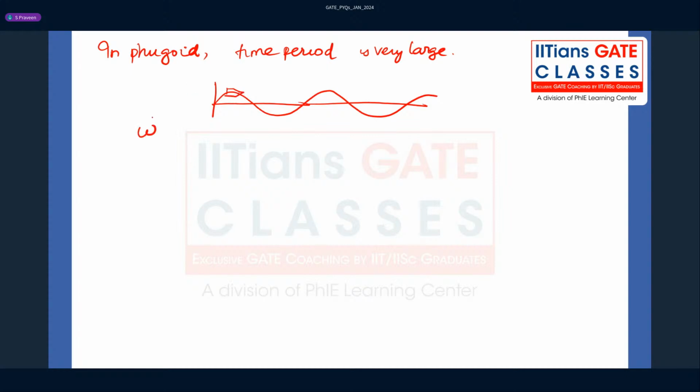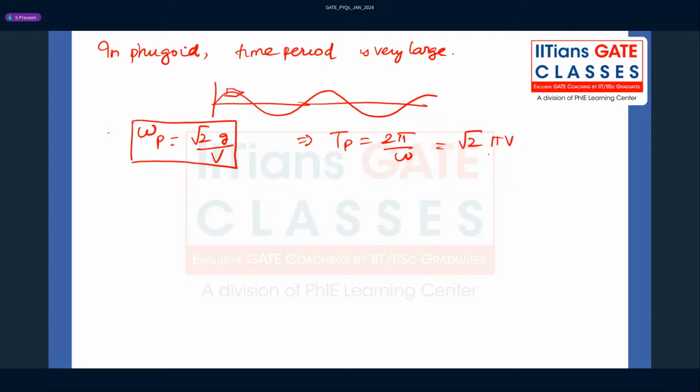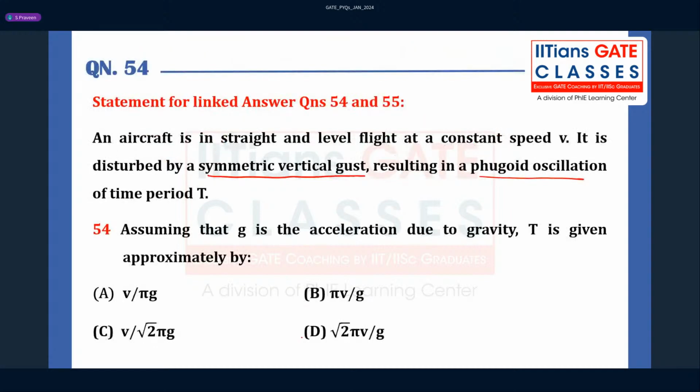So it means my omega, as given by the derivation, if you could refer to R.C. Nelson, is simply root 2 times g by v. This is the expression for the angular velocity in the Phugoid mode. So I can write the time period as 2 pi by omega, which means I will have root 2 times pi v by g. This is my resulting expression from the Phugoid. So the answer is root 2 pi v by g. Copy this, guys. Hope you don't have any doubts in this.